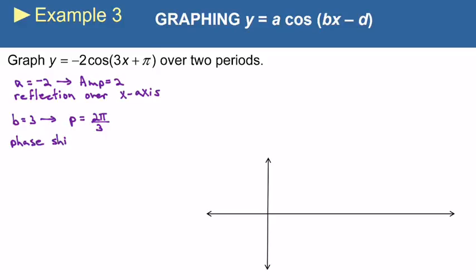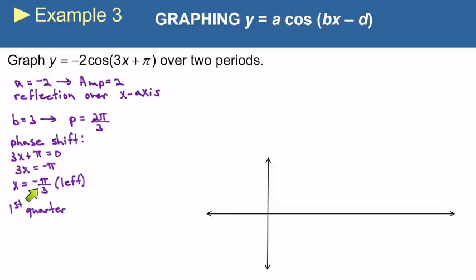Okay, now let's get phase shift. To find the phase shift, you take that whole thing in parentheses and set it equal to 0. Solve for x. And we can see that the phase shift is pi over 3 to the left.